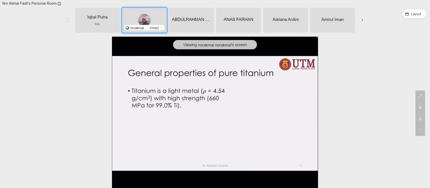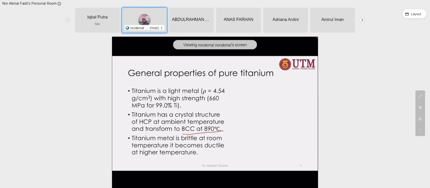Next is titanium. Titanium is a light metal. Its density is almost double that of aluminum, but the strength is of course higher than magnesium. Titanium has an HCP crystal structure at ambient temperature and transforms to BCC at 890 degrees Celsius. So titanium metal is brittle at room temperature. It becomes ductile at high temperature.